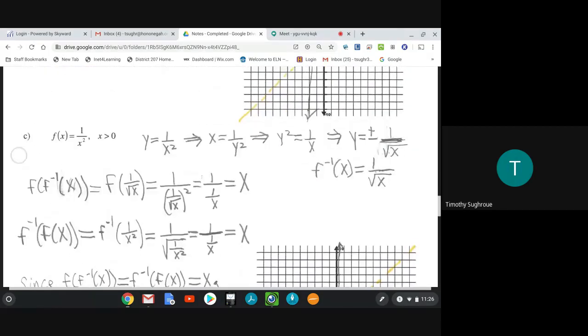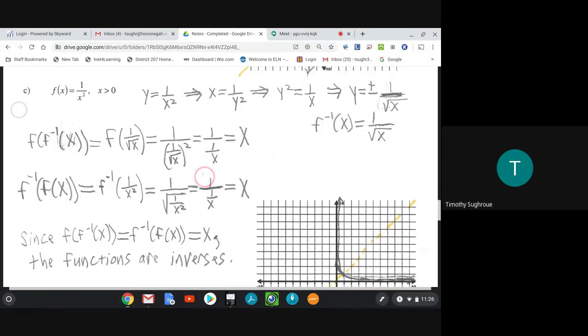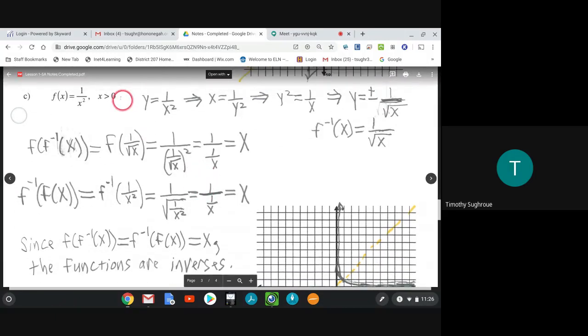Okay, two more of these, and then you can work on some of these inverse functions. So what do we do with functions that are not entirely one-to-one, like 1 over x squared? If you graph this in your calculator, you're going to find it's not a one-to-one function. It does not pass the horizontal line test. So we restrict the domain.